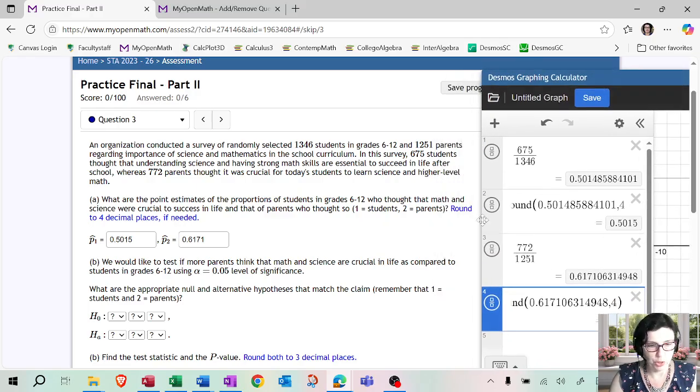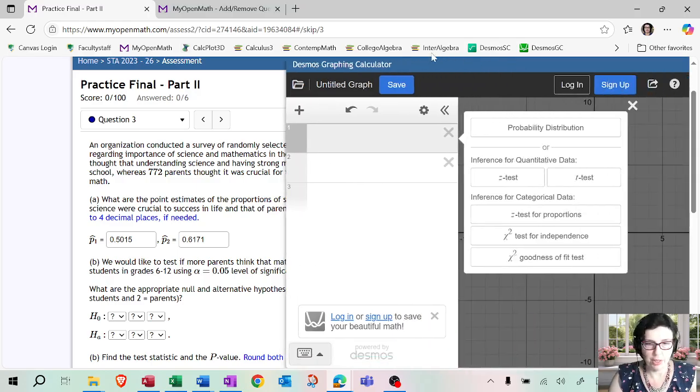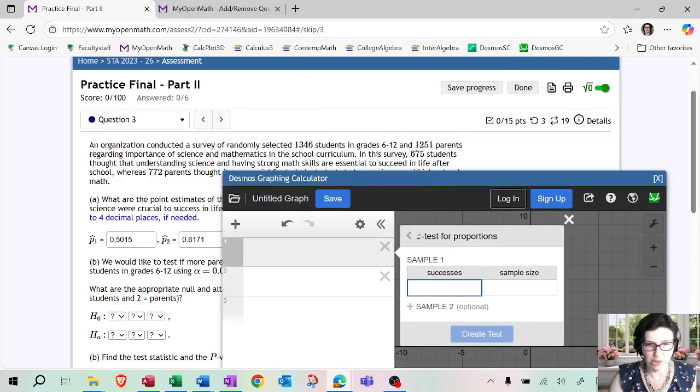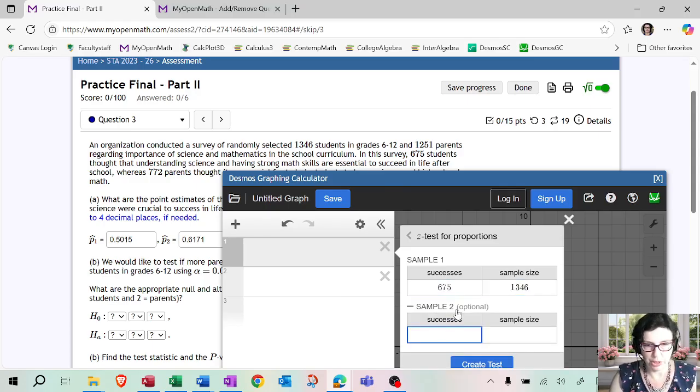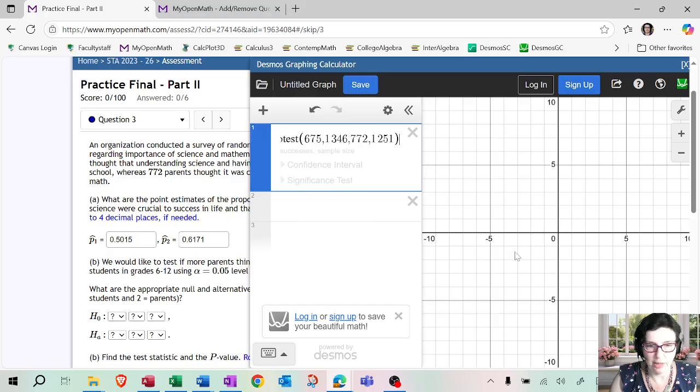Okay, so the next thing that we do is we're going to actually get to the hypothesis. Now, if you're not sure what to select here, you can have Desmos help you out. So let me just get rid of all this stuff and let's go to the inference menu. And we're going to click on the z-test for proportions because we are comparing proportions. Now we do have two samples. For the first sample, which is the students, we had 675 out of 1346. Now let's click on sample 2, which is the parents. We have 772 out of 1251. Okay, entered all of that. Let's click on create test.